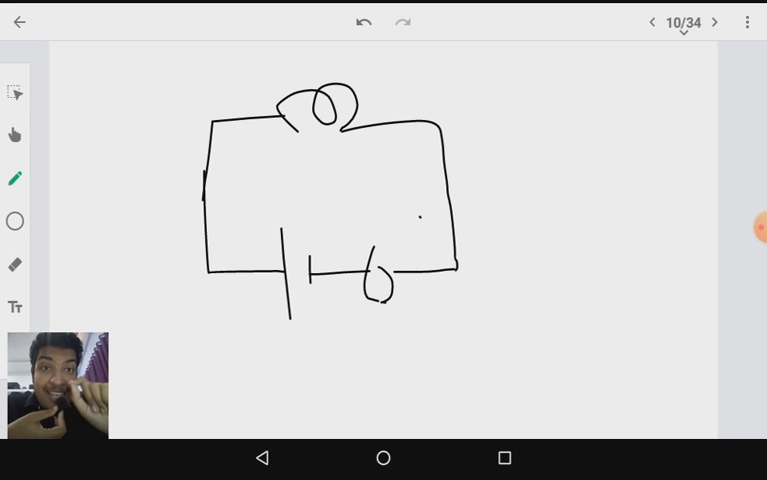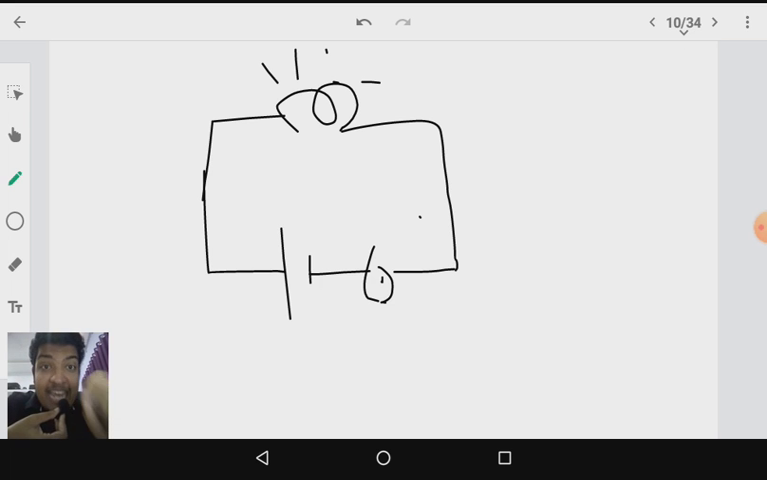But now, is the bulb glowing? Answer is no. Reason: the switch is closed. So we have to put a dot here, and if you put a dot, that means this is going to be an open circuit. So now the bulb will start glowing. So this is the representation of a circuit.